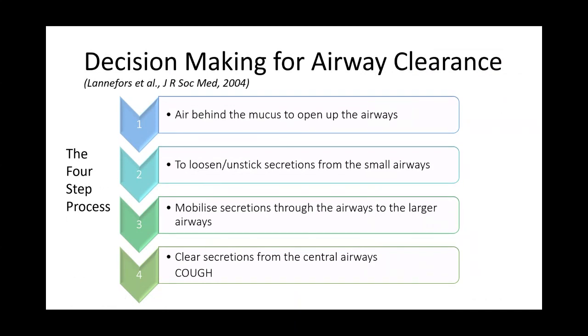Now, when a patient comes to you, we are continually assessing our patients for where the secretions are, and we are making choices about what we want to do and what we want to target. And Louise Lanfors beautifully explained the process in which we can mobilise secretions up towards the central airways. So first of all, we want to get air behind the mucus to open up the airways. We then want to loosen and unstick the secretions from the smaller airways and mobilise through to the larger airways. And then finally, when they're in the central airways, there will be the ability to either have a reflexive or a voluntary cough to clear them.